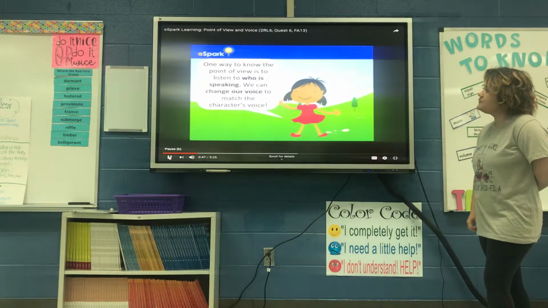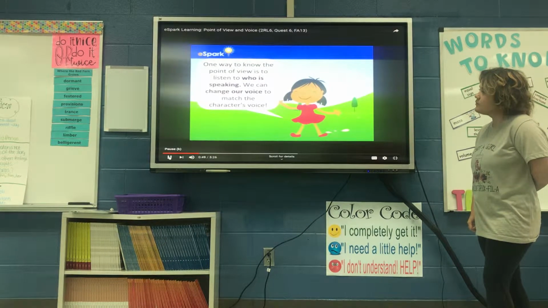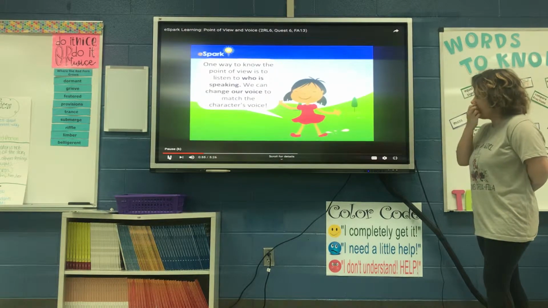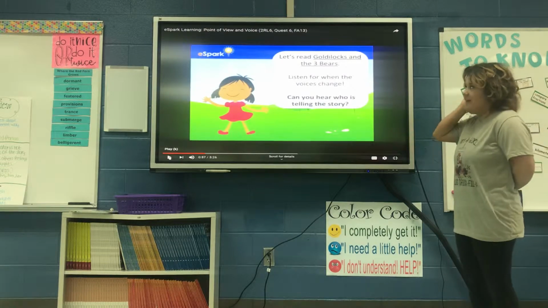When we read a story, one way to know the point of view is to listen to who is speaking. We can even change our voice to match the character's voice. Let's read. And you pretty much get the idea of that.